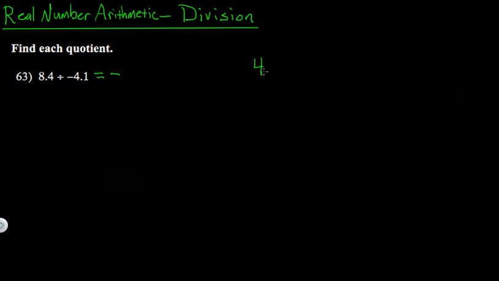So let me come over here. That's going to be 4.1 divided into 8.4. But in this case, because I have a decimal in my divisor, I have to get rid of that decimal. I'm going to do that by moving my decimal point in the divisor over 1 to the right, and also moving the decimal point in my dividend 1 to the right, so that the problem becomes 41 divided into 84.